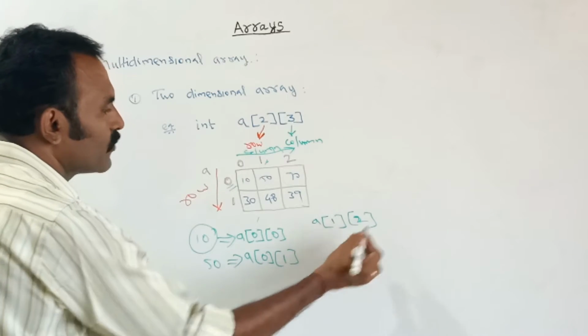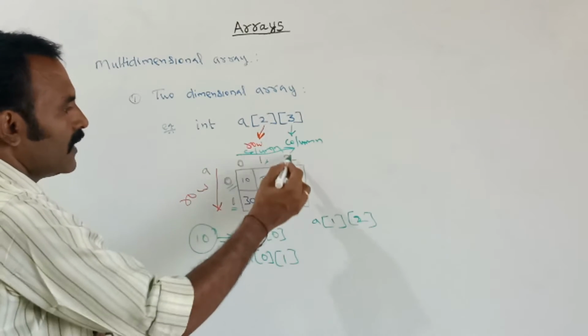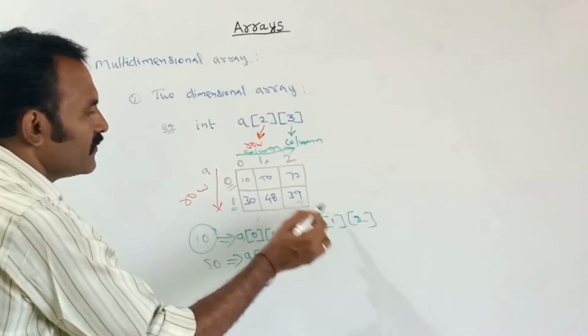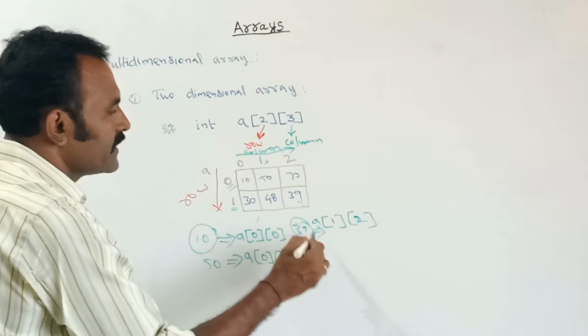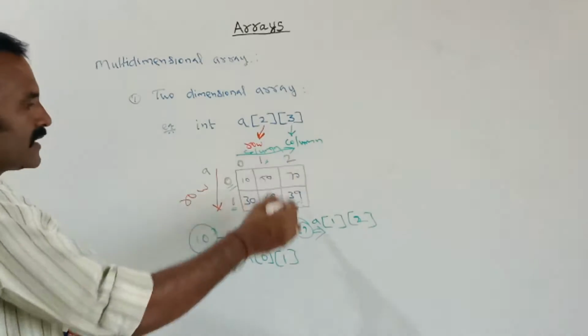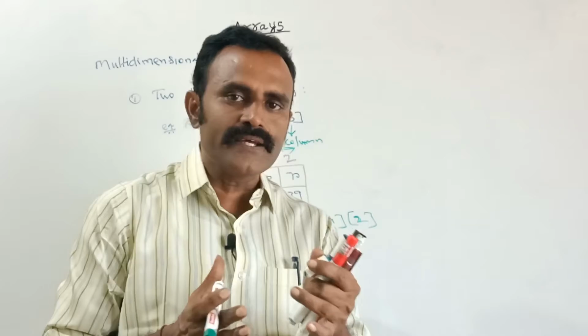So the location is the variable name a of 1 and 2. 39 is located inside a of first row and second column. In this way we can access a value inside the two-dimensional array.